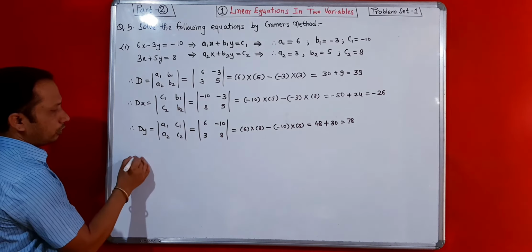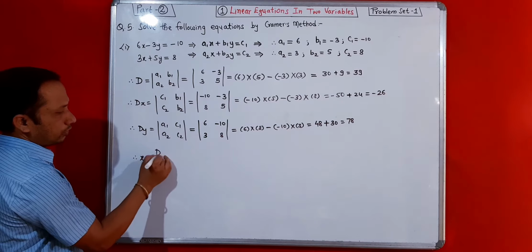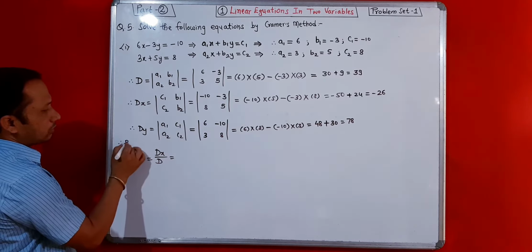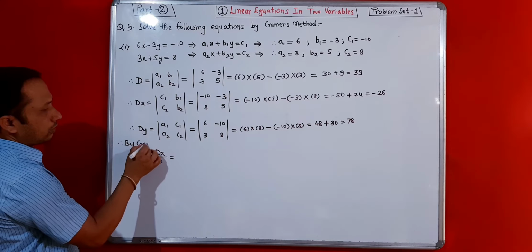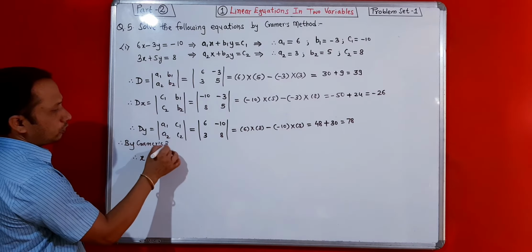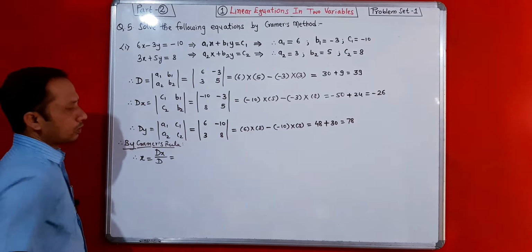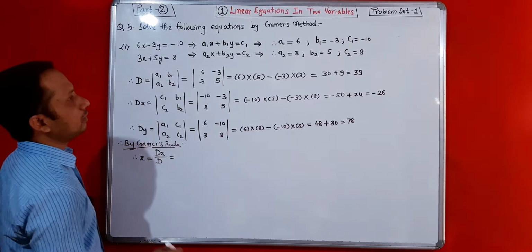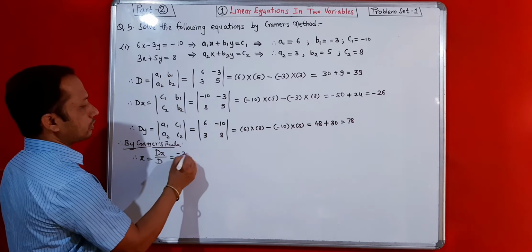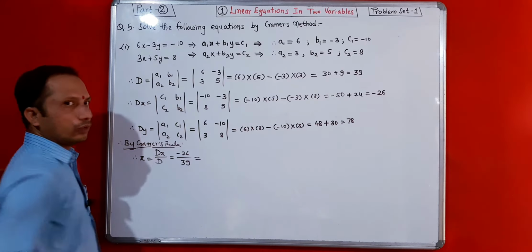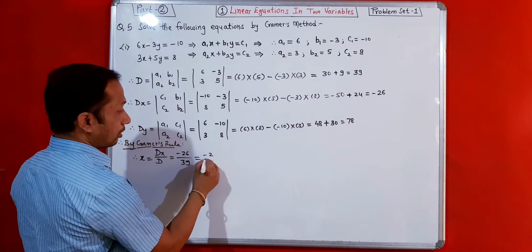Therefore, I know that x is equal to dx upon d. You write here by Cramer's rule, or Cramer's method. So what is dx given? dx is minus 26 over 39. Therefore, it is 13 twos are and 13 threes are.